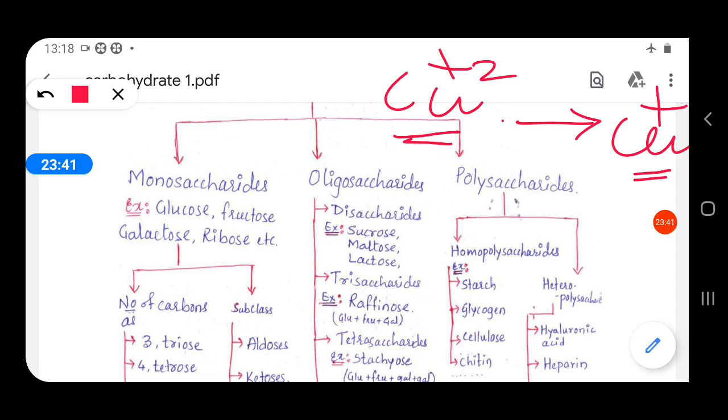They also react with Tollens reagent and reduce it. Tollens reagent contains silver ions, Ag+. It reduces them to Ag, silver. The sugars which do not react with Fehling solution, or do not reduce Fehling solution, Benedict's solution, or Tollens reagent are called non-reducing sugars. So these are the three classifications.